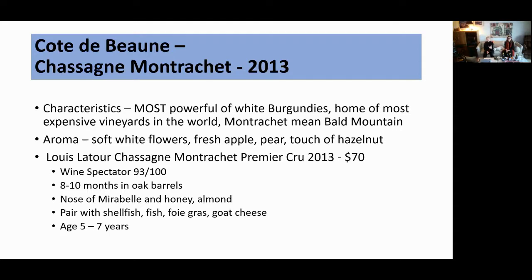Montrachet means bald mountain. Aroma, soft white flowers, fresh apple. We're hearing that on all these. Wine Spectator rated this specific wine 93 out of 100, which is pretty good for Wine Spectator. 8 to 10 months in oak barrels. A nose of mirabelle, honey and almond. Pair with shellfish, fish, foie gras, goat cheese, age 5 to 7 years.